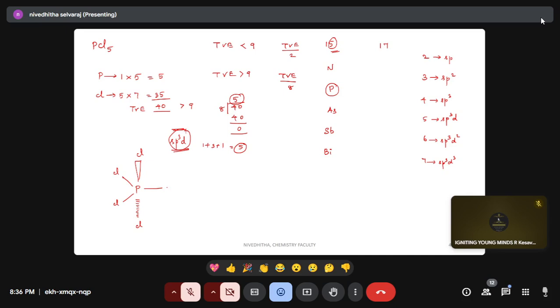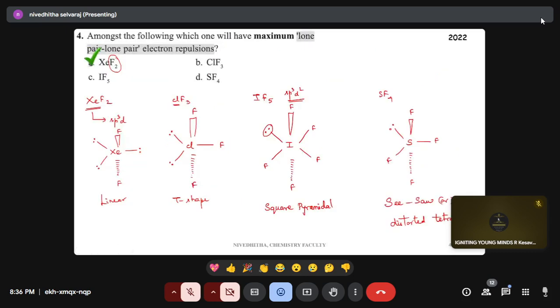So the shape of this molecule is trigonal bipyramidal. On top of the plane we have one pyramid, and at the bottom of the plane we have another pyramid. So we have two pyramids, and it is called trigonal bipyramidal. That's it.